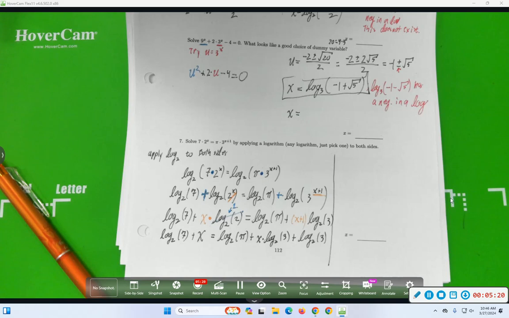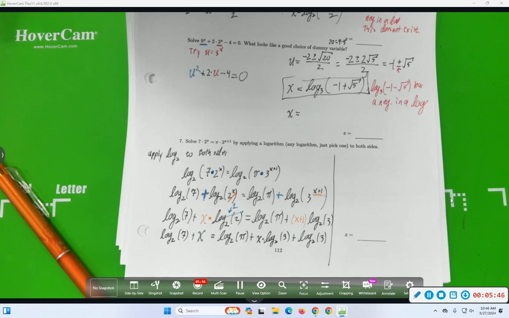So the strategy now is get all the x's onto the same side, all the non-x's to the other side, and then we can factor and divide. So I guess we have a choice. Should we try to get all the x's onto the left or all the x's onto the right? Doesn't matter, right? We just need to pick one. I think the left had more hands, so let's get all the x's onto the left.